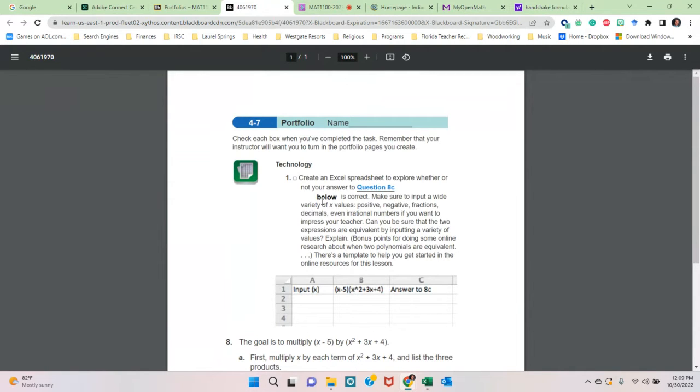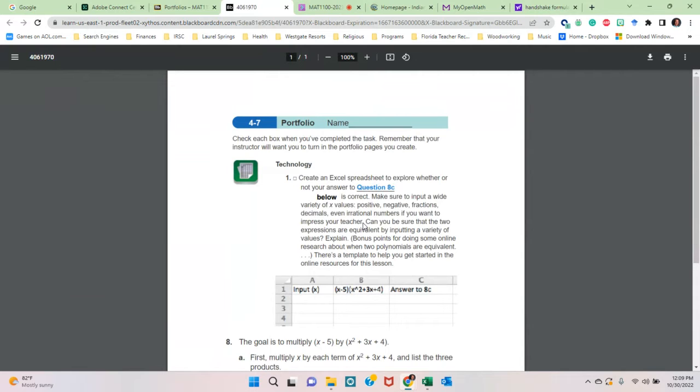Make sure to input a wide variety of X values: positive, negative, fractions, decimals, even irrational numbers if you want to impress me, but you're not. Just being honest. I mean, I'm looking for consistency. You create a couple things and it's going to be good, especially after I'm doing it with you.